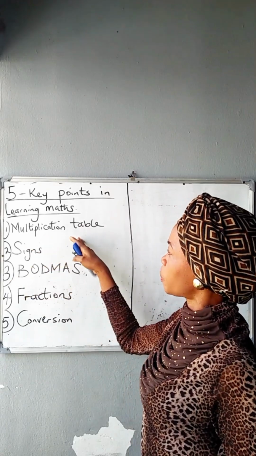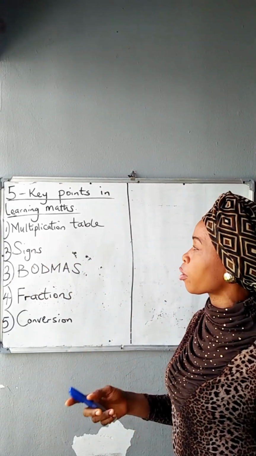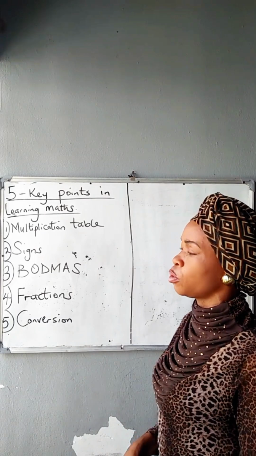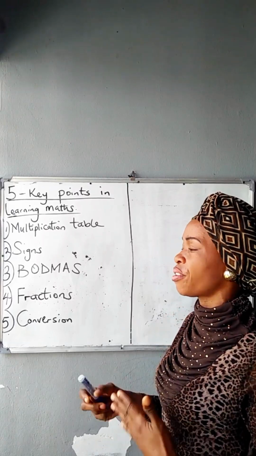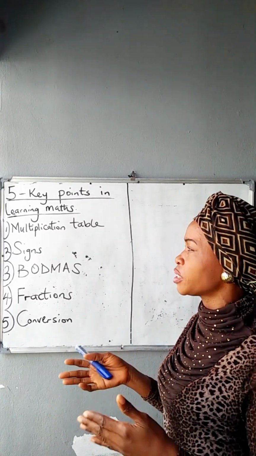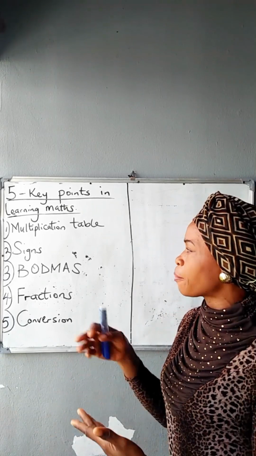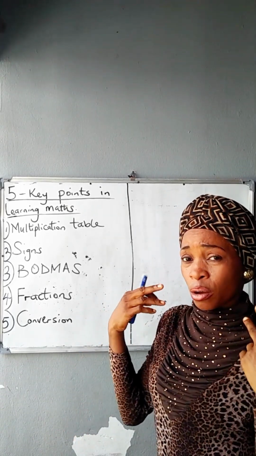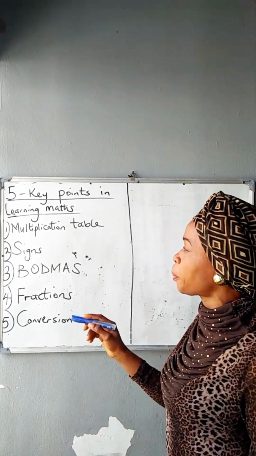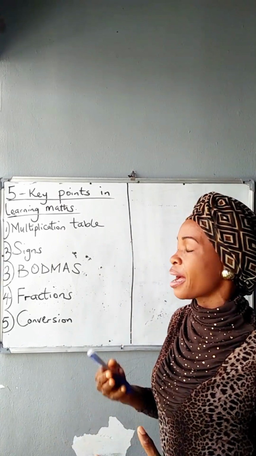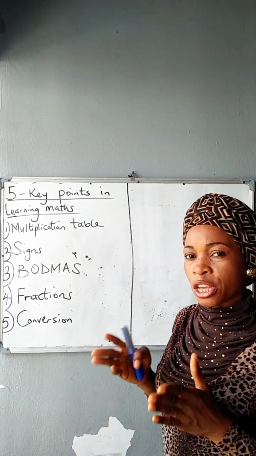The first one is multiplication table. As a student, I will recommend that you try as much as possible to learn multiplication table from 1 to 15 by heart. It will help you to be very fast in your calculation. It's not every time you have to be punching calculator. The time you spend punching calculator, you could as well grab it in your head and quickly solve. You move on to the next step. It will help you as student to be able to finish on time and at the same time meet up to the required time given to you.